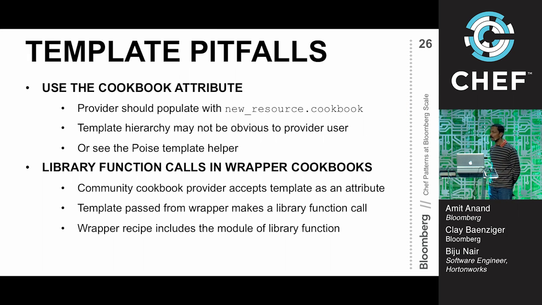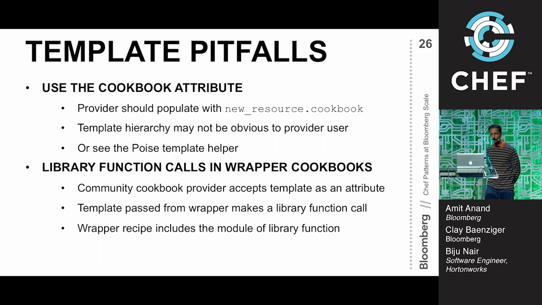In the last section, we did a lot of the work, and there were a few pitfalls we came across as well. And in this one we want to highlight something to watch out for when you are using templates with providers. You want to make sure that we use the cookbook attribute for templates when you're using providers, and you can use the new_resource.cookbook. You want to definitely use that. And there's a Poise template helper you can look at. That's one of the lessons we have learned.